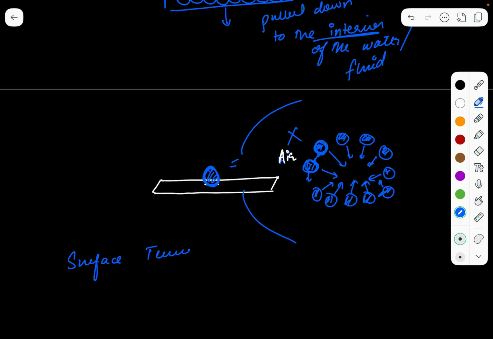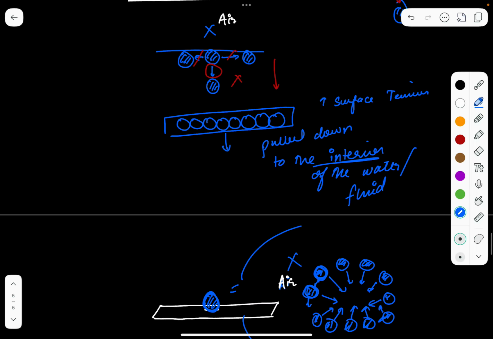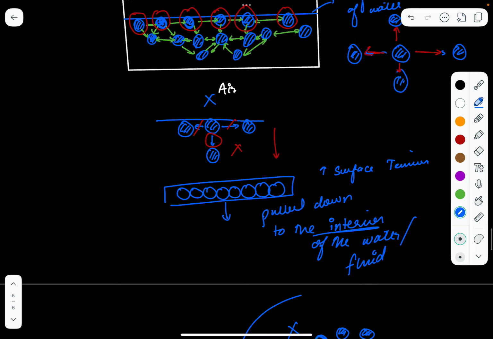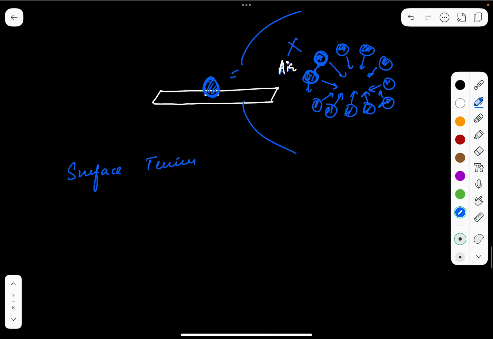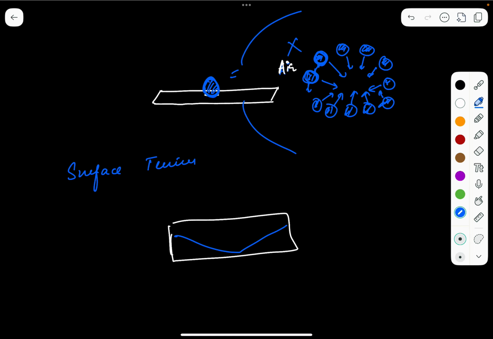Now, you can ask me something like, sir, if water is constantly being pulled down, then why doesn't it all just get pulled down, right? Why doesn't water just sink in on itself? Like, this is water, and why doesn't it just go like that? What if it's being constantly pulled down? That's a very interesting question to ask, but think about it.